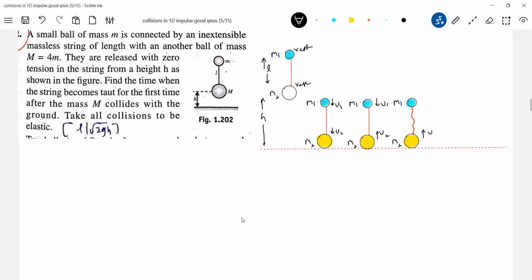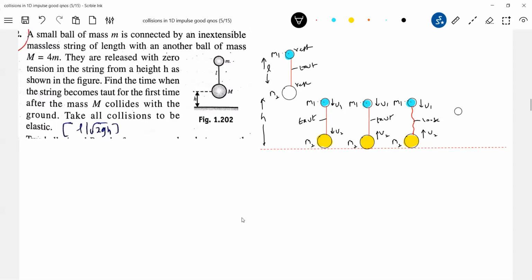So this will be u2. Very next moment, the string will become loose. This will be loose, taut. Next, so what is the sequence? They both collide somewhere here. Both will collide.